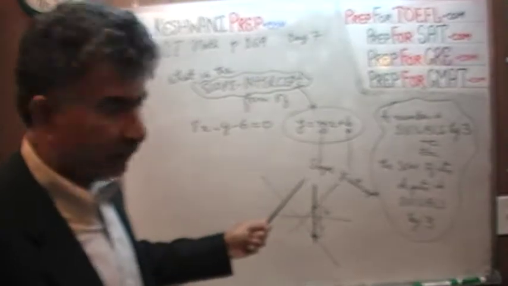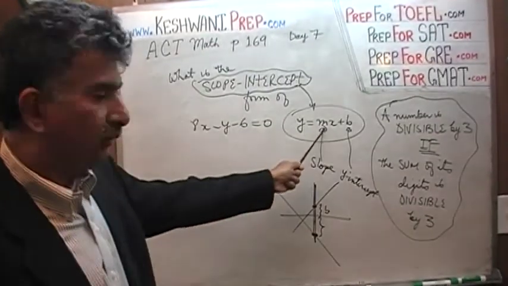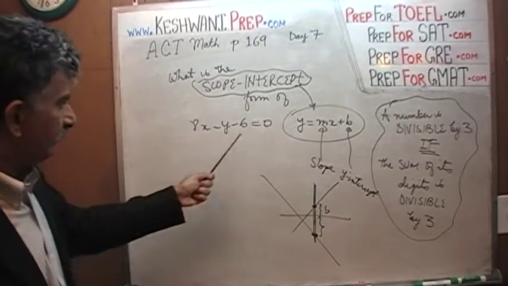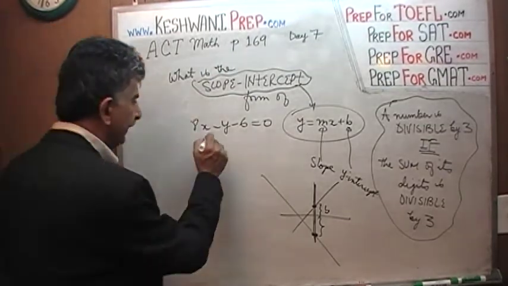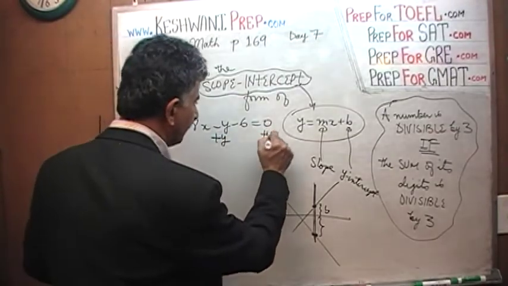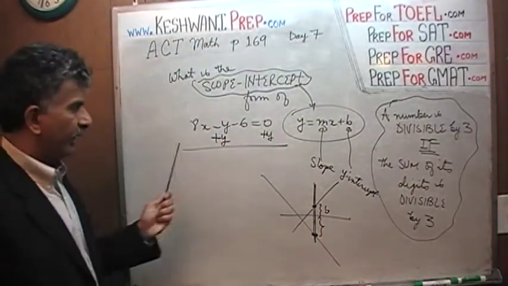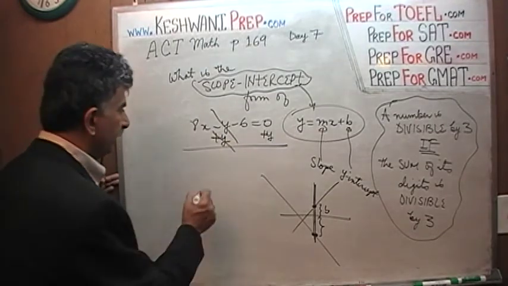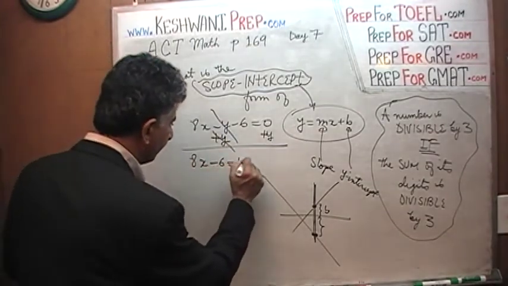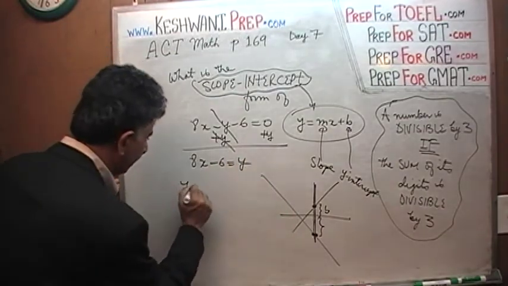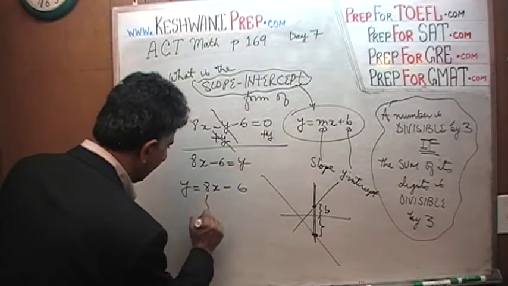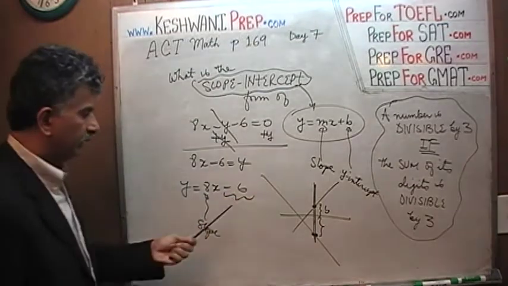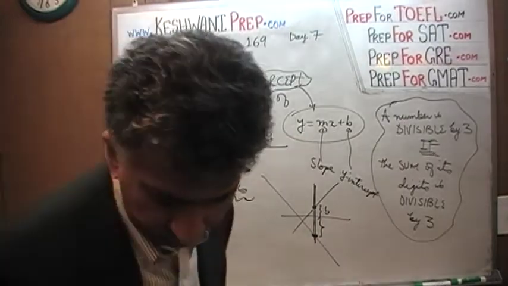In other words, somehow we have to convert this equation into this form, which is very simple. All we have to do is bring the y to that side. How do we do that? Let's add y to both sides of the equation. Negative y is going to kill the positive y. What we end up with is 8x minus 6 equals y, which is the same as saying y equals 8x minus 6. Our slope happens to be 8, and the y-intercept happens to be negative 6. But anyway, that's your slope intercept form.